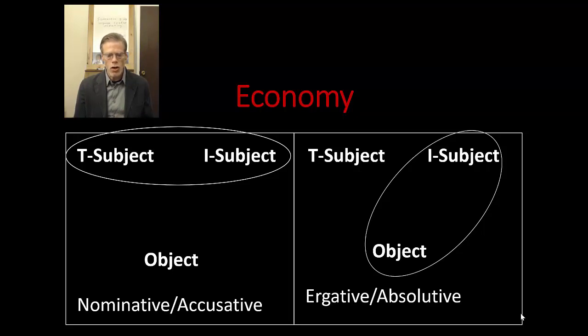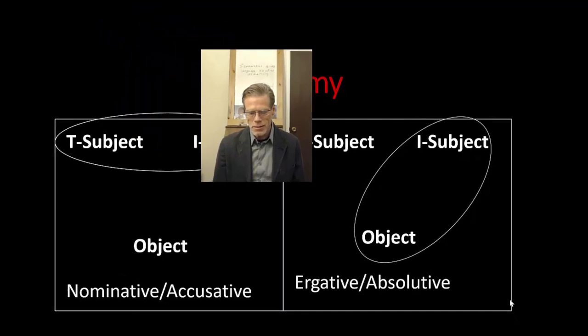So we call the first one the nominative accusative system. That's what English uses. So our T subjects and our I subjects always come before the verbs in English, and then the objects come after the verbs. Hungarian, likewise, is a nominative accusative language, as are most European languages. But there are languages that are called ergative absolutive languages, where the T subject stands on its own, and the I subject and the object take the same form. So there are American Indian languages, for example, that follow that ergative absolutive system.